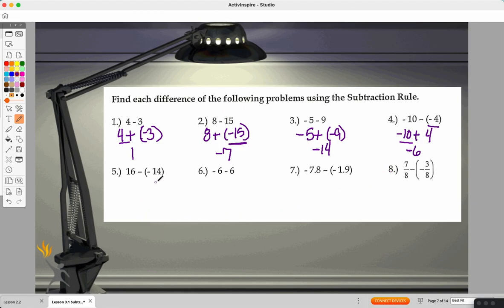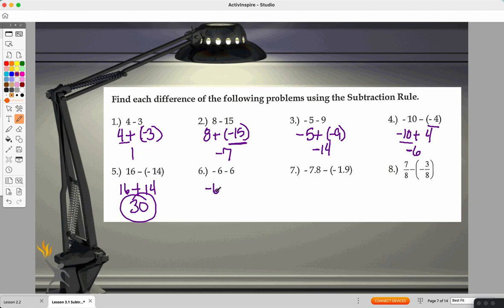All right, and the last one that we're going to do, and then I'm going to have you practice the other 3, is the same idea. Keep the 16, change it to positive. The opposite of 14 is positive 14. This time the answer is 30. Okay? Take a moment and try these 3 problems. Pause the video and see what you come up with.